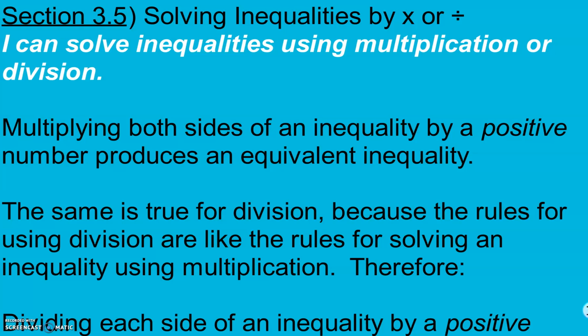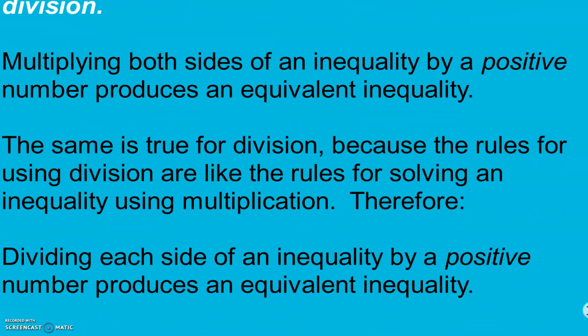Multiplying both sides of an inequality by a positive number produces an equivalent inequality. The same is true for division because the rules for division are just like the rules for solving with multiplication. So, dividing each side of an inequality by a positive number produces an equivalent inequality.